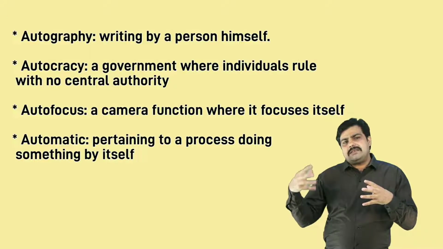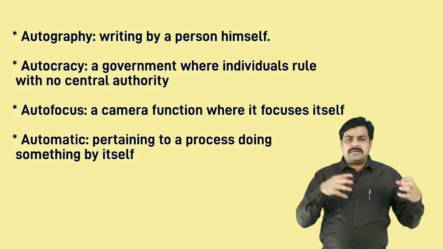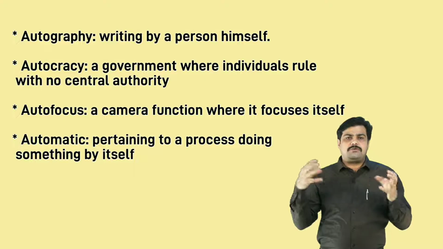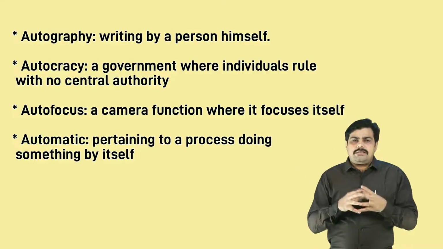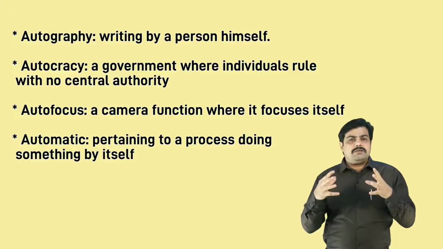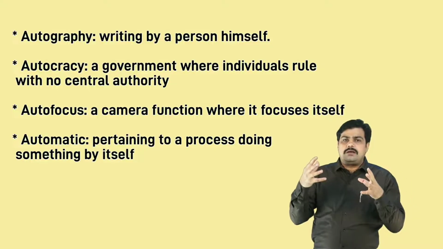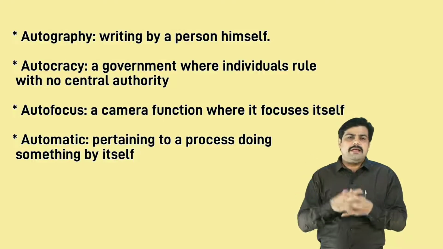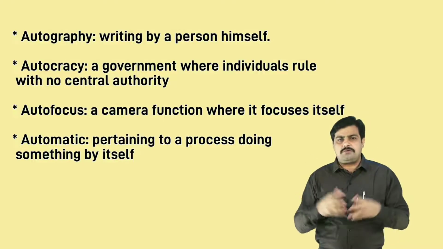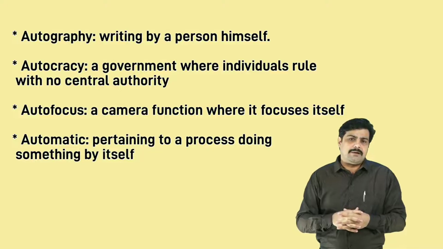Autography means writing by a person. We know auto means self and graph means to write. So autography means writing by a person himself. Autocracy means a government where individuals rule with no central authority. Rule by one is known as autocracy. Auto means self and cracy means to rule.